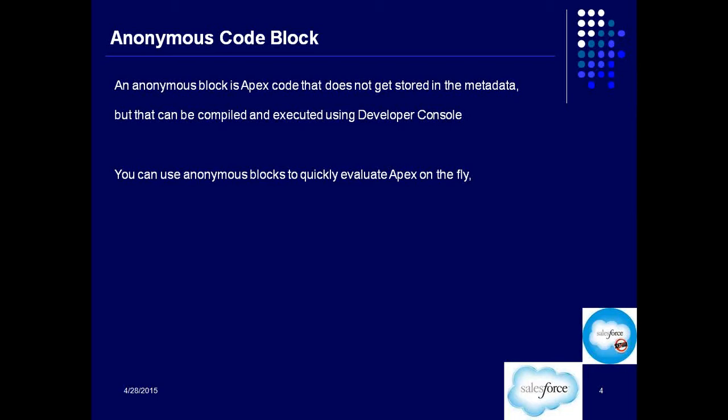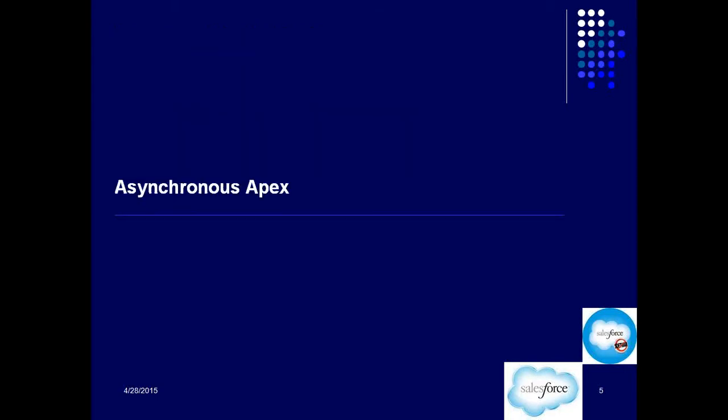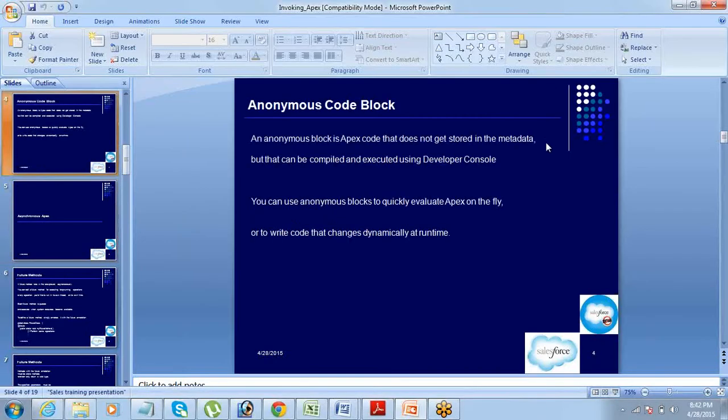Let's say you just want to create an account and check if the account is getting created or not. So you can just write Account a = new Account(); and insert a; For that, you don't want to write the complete method and stuff like that, or to write code that changes dynamically at runtime. So instead of storing that code, you can just make those changes to the code and execute it. Okay, so where do we write this anonymous code block? Let's have a quick look.